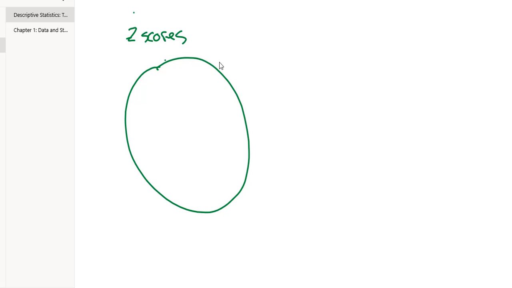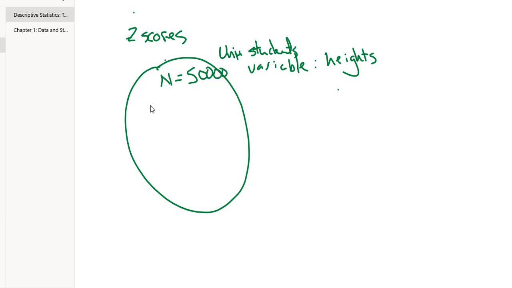Okay, so the next topic is called z-scores. Let's suppose that we have a population, and let's suppose this is university students, and we have n equals 5,000 of them. Suppose the variable that we're interested in is their heights. So we have student 1, student 2, all the way down to student 5,000. And let's suppose that the mean height for this population, mu, is equal to 160.